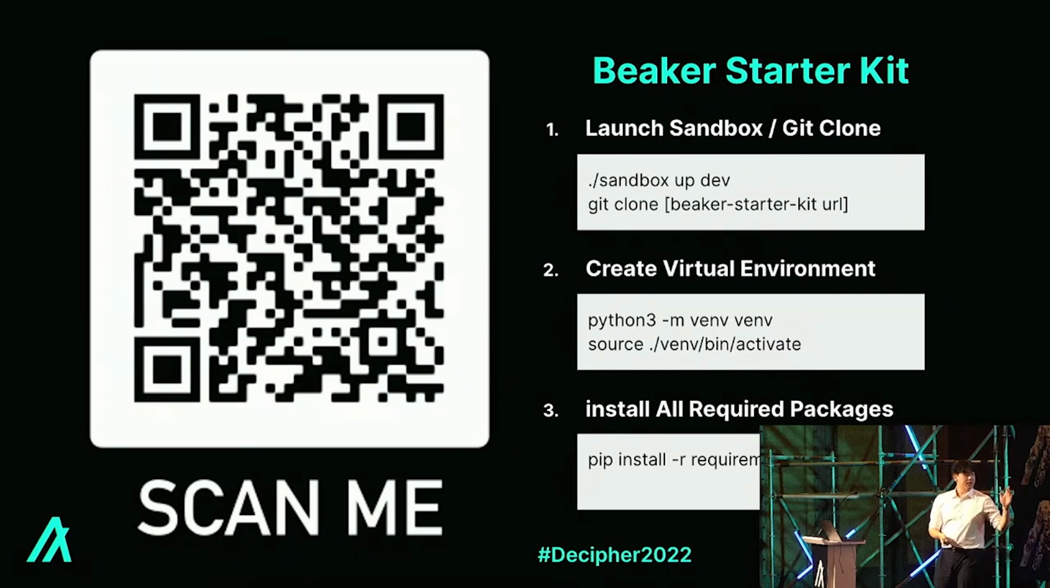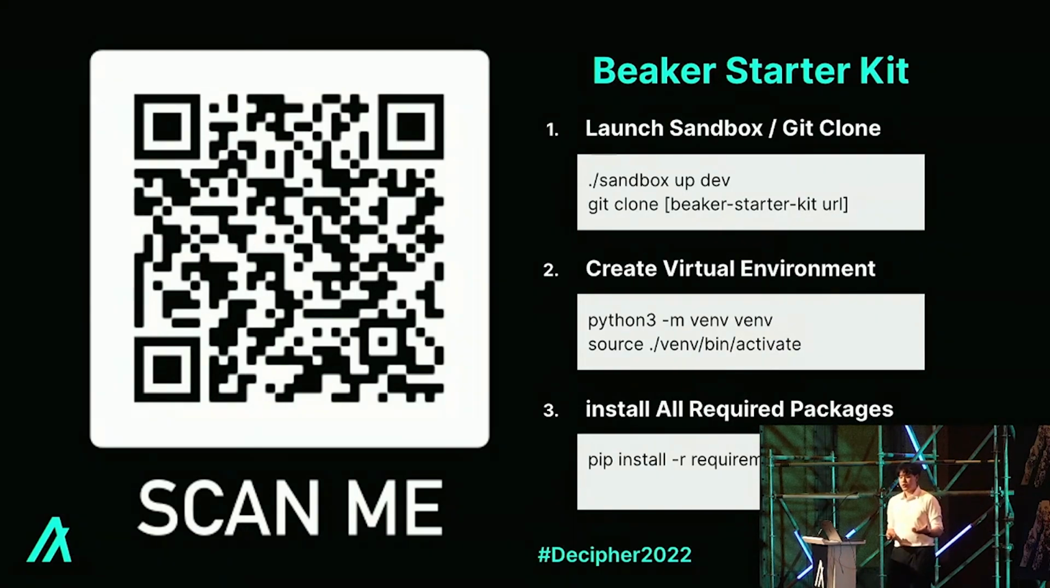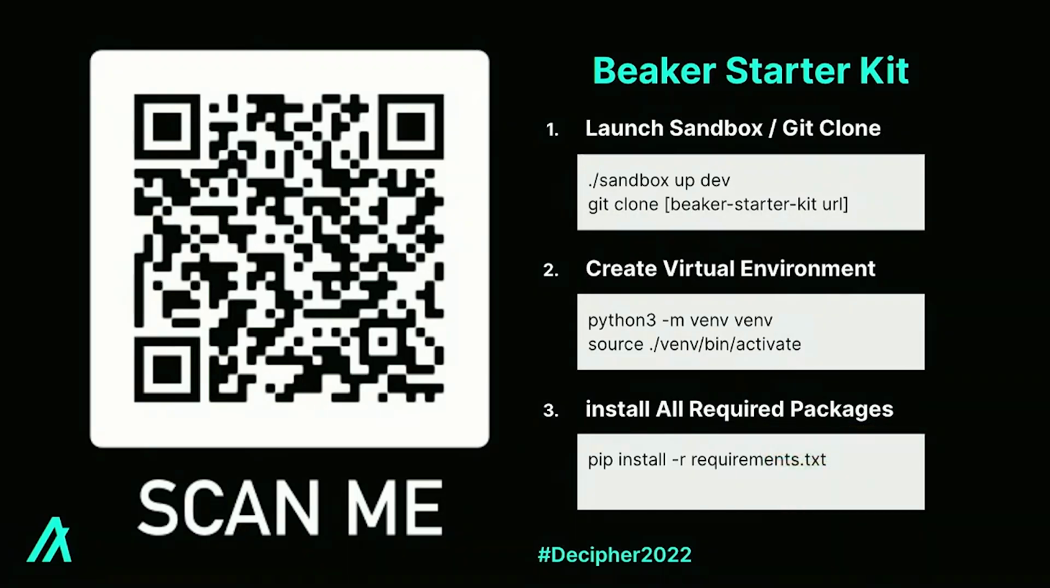Take the time to scan this QR code right now. I just created a Beaker Starter Kit. So this will take you to a GitHub repo, and it's going to have 2 folders. One, a completed code folder, where it has all the code that you will see in this presentation, and the Starter Kit folder will have the same files, but it will be missing some code.